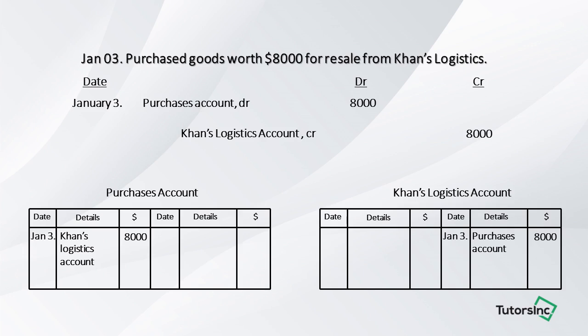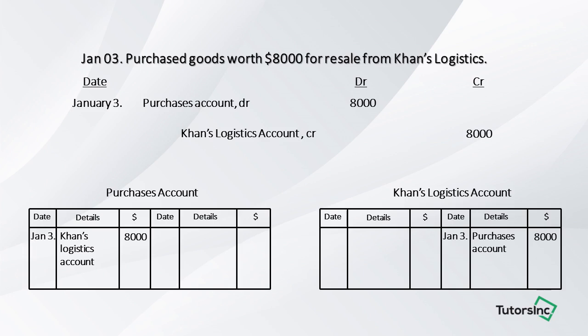As we have two accounts, we will prepare one ledger account for purchases and one for Khan's Logistics. So purchases account has to be debited, which means we will record the transaction on the debit side of purchases account with the name Khan's Logistics account and put the value $8,000 in the amount column, and the date is going to remain January 3rd.